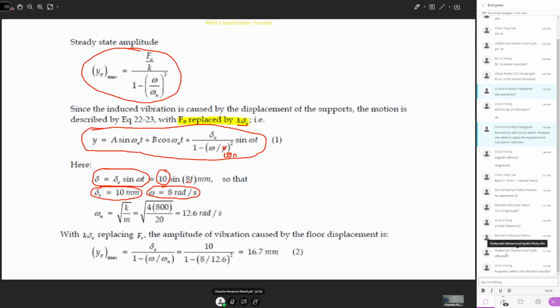We can write the natural frequency for the given system as square root of K over M. There are 4 springs, so the total stiffness is 4 into 800. The mass of the system is given as 20. Therefore, the natural frequency of the system is 12.6 radians per second. This is the external frequency of the displacement, omega. That is the frequency of the platform with which it is oscillating. So you can substitute these values, replacing K delta naught with F naught.